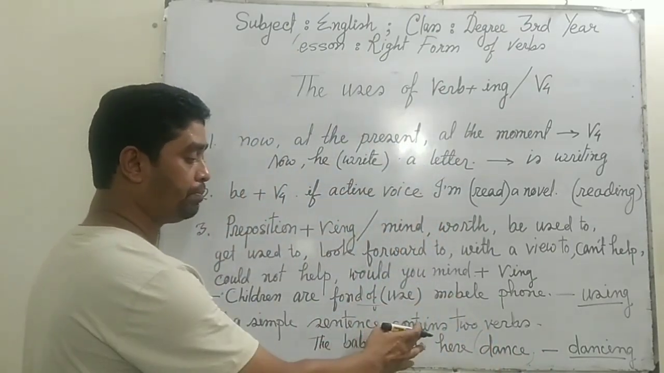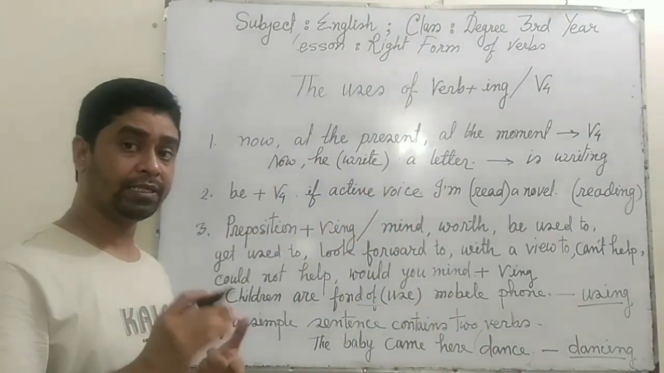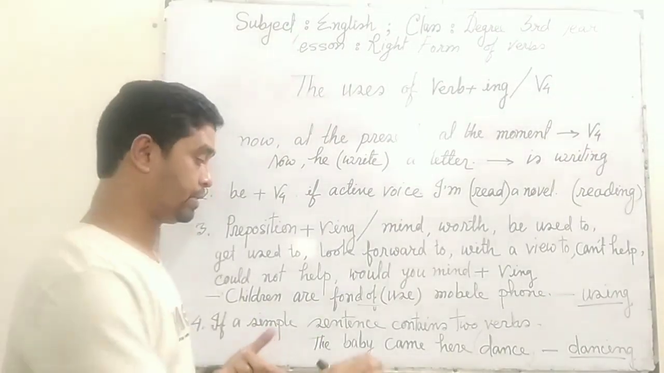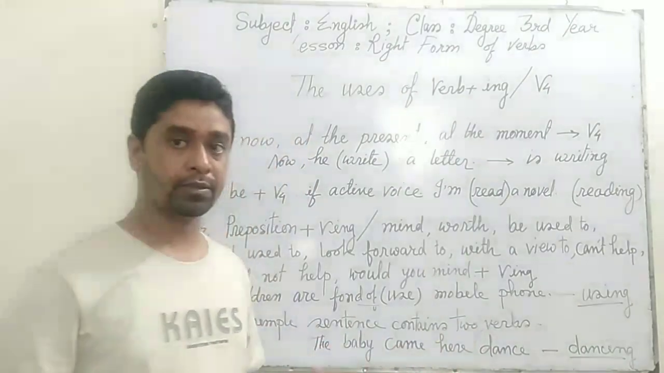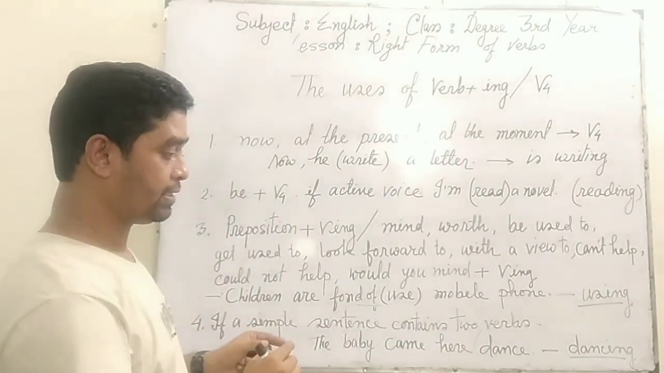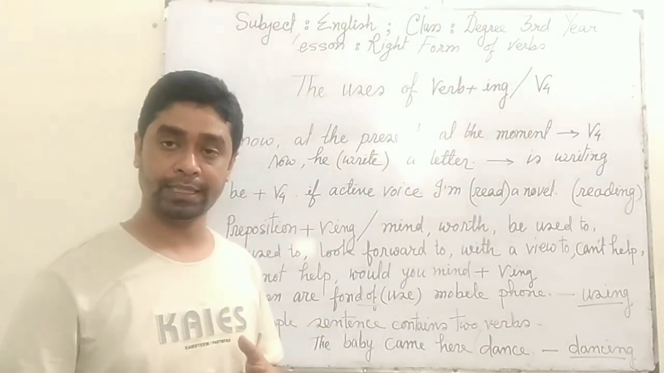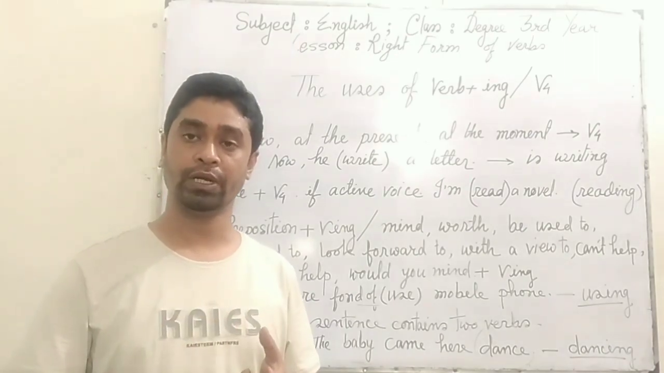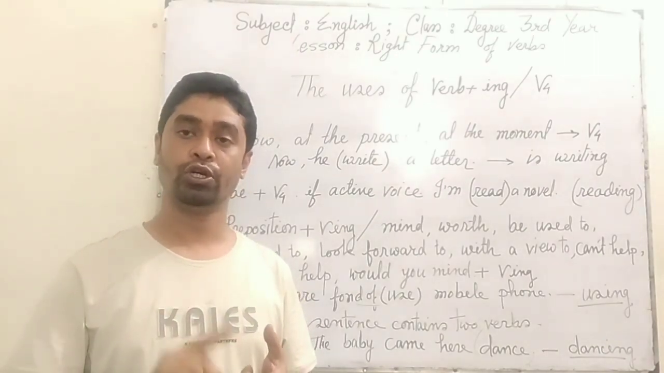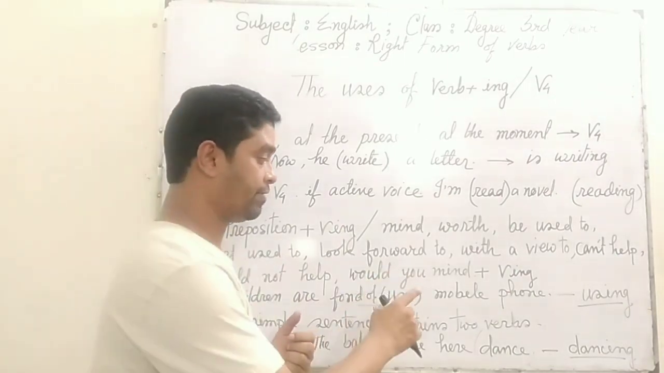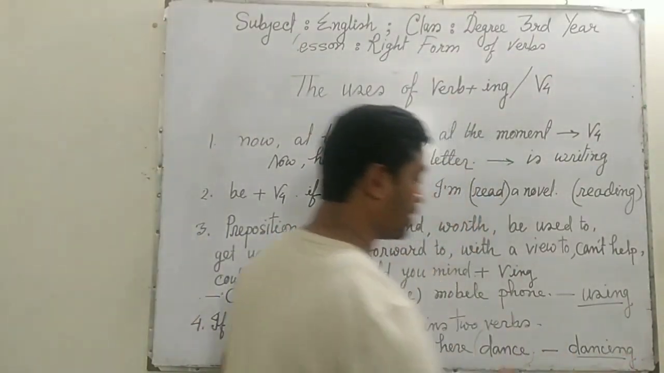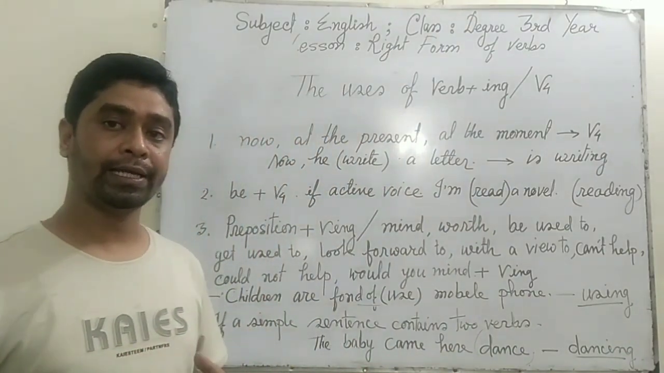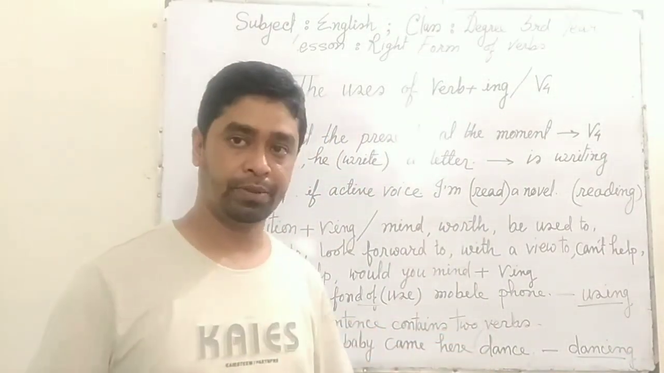It is a simple sentence, but in this sentence there are two verbs, that is came and another dance. And in this sentence, second verb is dance. We have to use ing or to with the second verb. The answer will be dancing. Here we use ing with the verb.